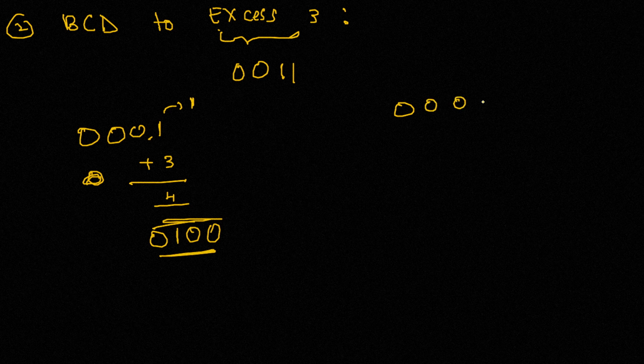So 0000 gives us 0011. 0001 gives us 0100, and so on. So that is BCD to XS3. So now let's see how we can write the code for it. So we have a 4-bit binary code again, B3, B2, B1, and B0. And we have XS3 4 digits as well, E3, E2, E1, and E0.